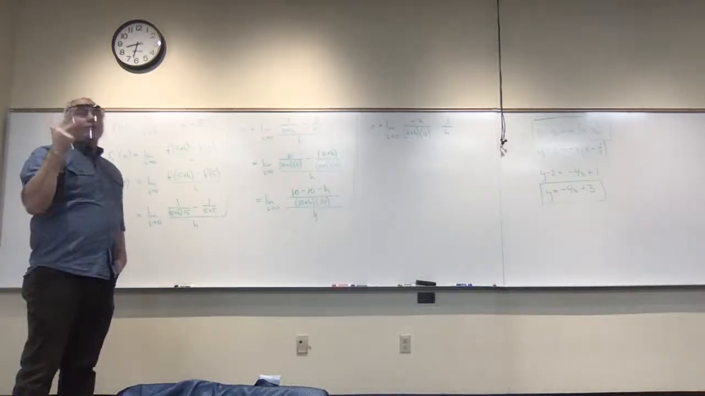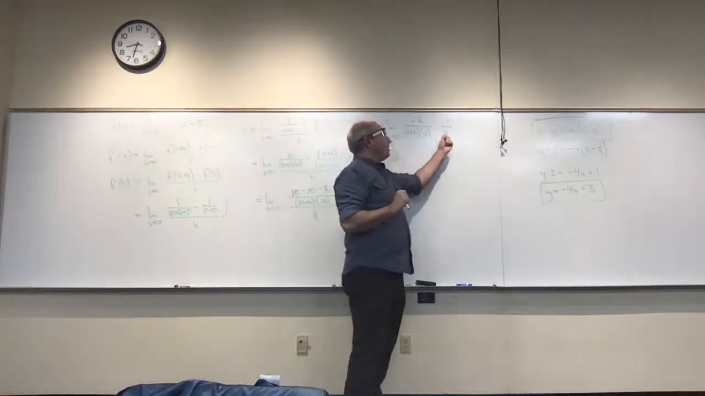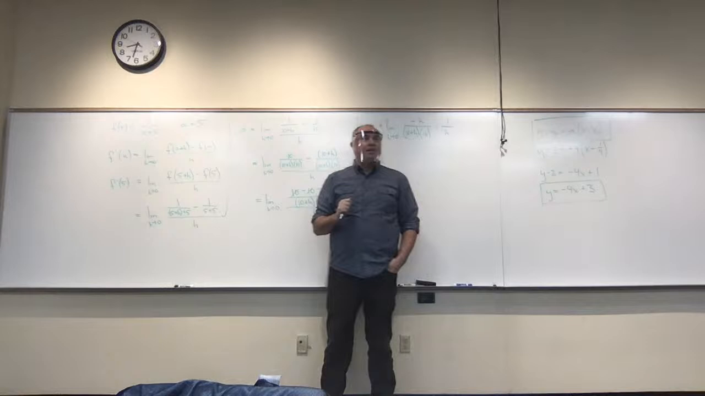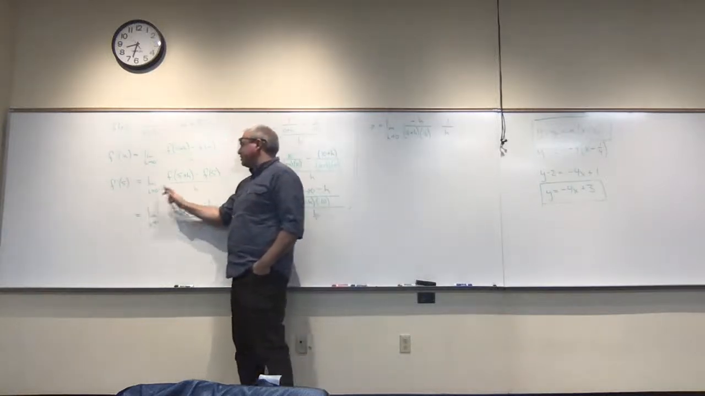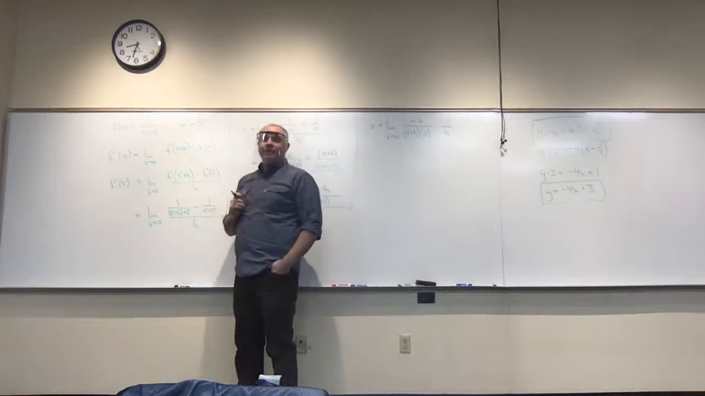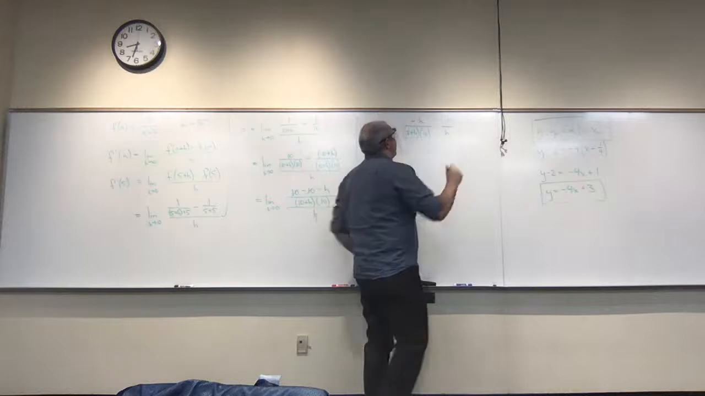And now the wonderful thing happens. The whole point of this is I've got to get rid of the h on the bottom, right? That's the thing that's causing the problem from the very beginning, is I can't just plug in h as 0 because I get division by 0. But now there's an h on top and h on bottom.